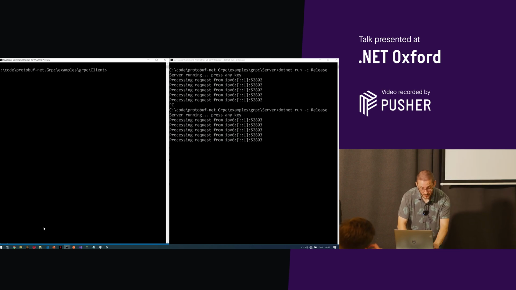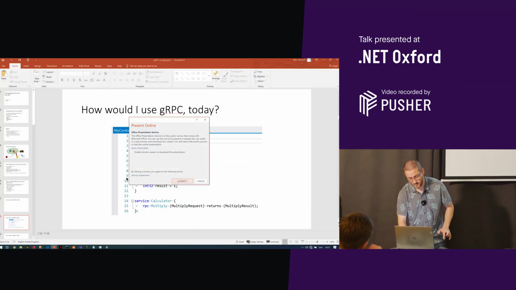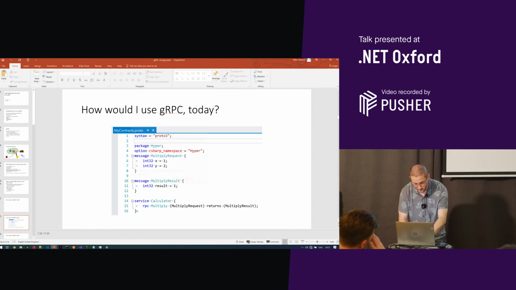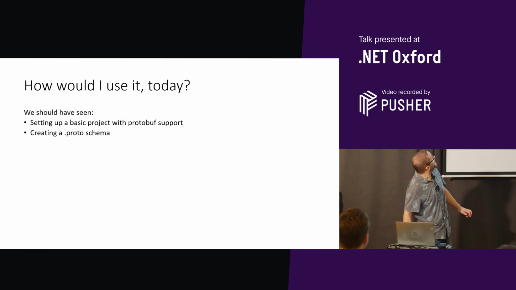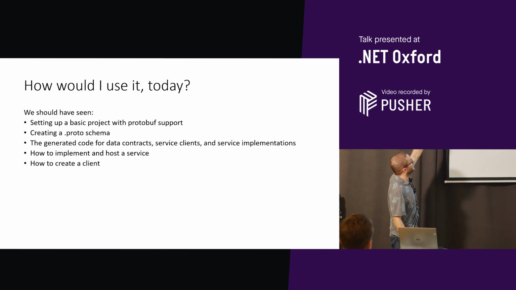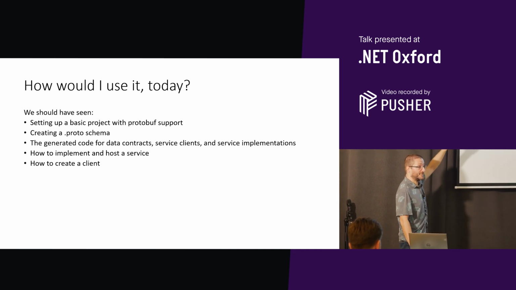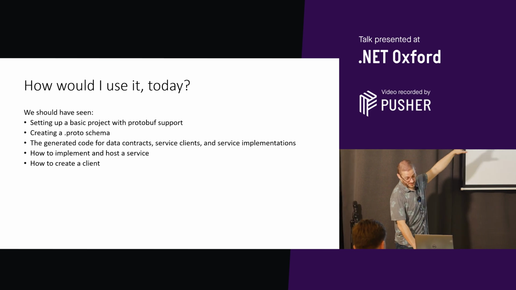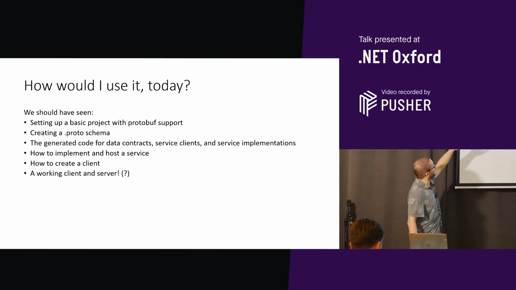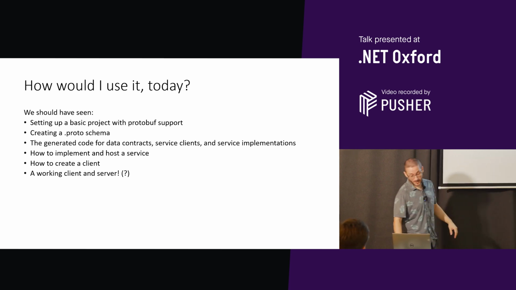Right, anyway, those are the key points. So let's jump back to my slides a sec. So things we should have seen: we got the basic project set up, a .proto schema, and generated code existed. It isn't very fun to look at, but it exists. We looked at how to implement and host a service, and how to create a client. And we should have had a working client and server.